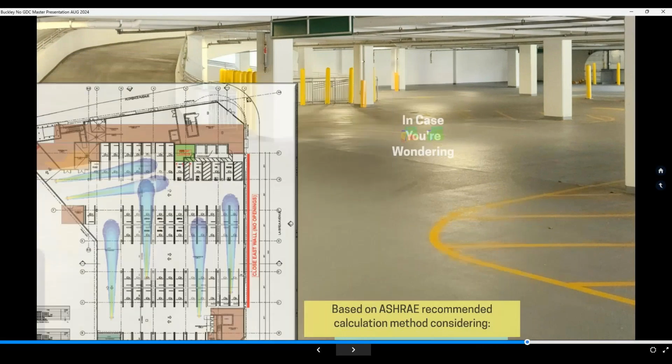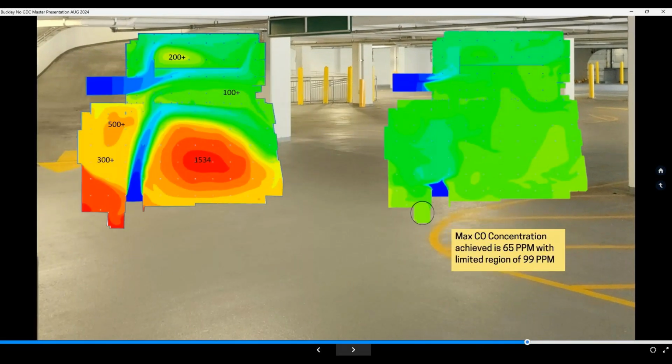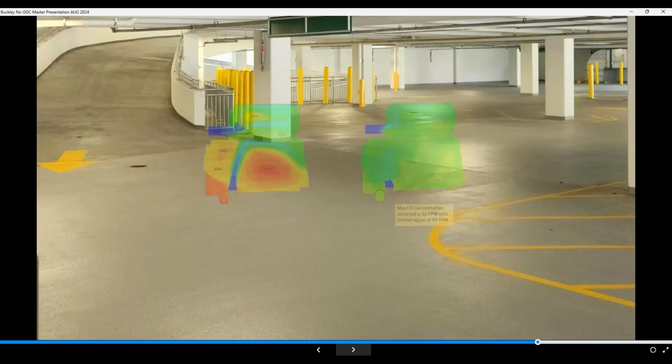So in case you were wondering about one of the previous examples, where the sweep system alone was challenged, with 300, 500, 1500 parts per million, SystemAir designed a jet fan system that reduced the carbon monoxide level at maximum ventilation rate down to 65 parts per million throughout the entire garage, with the exception of this one small boot hill, which was 99 parts per million. So that was extremely effective, and I figured you were probably wondering.